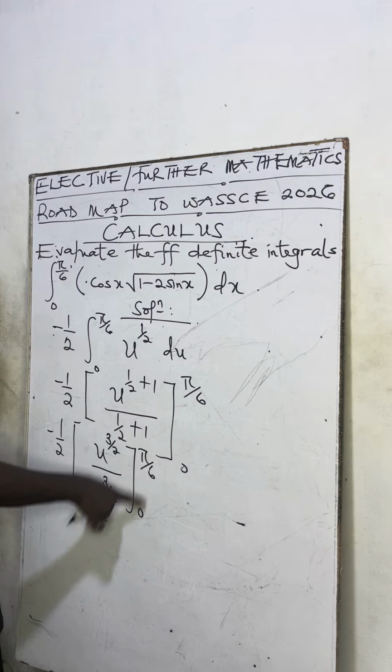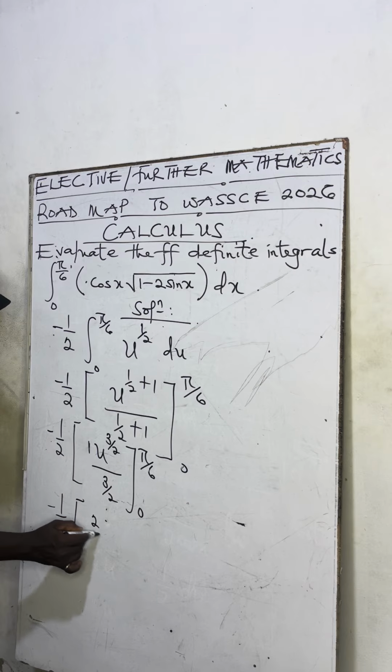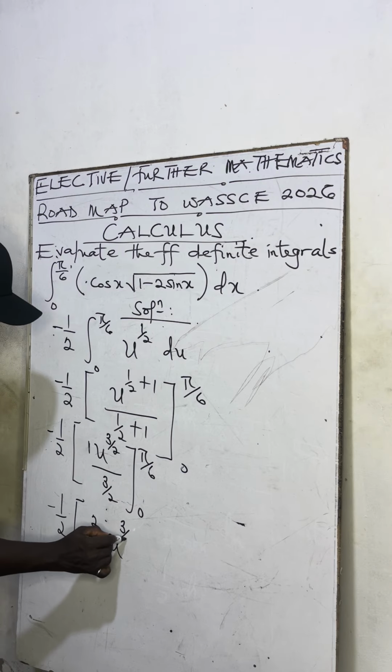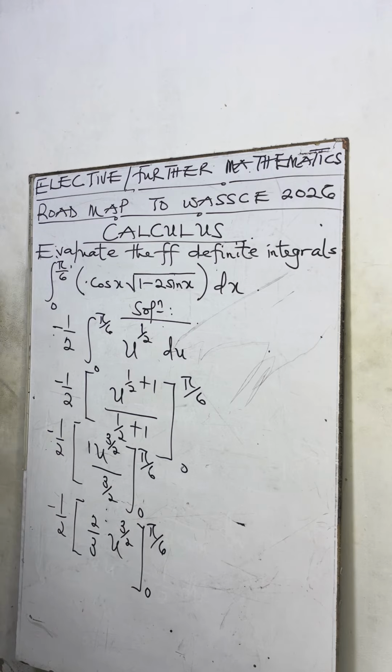Don't forget the limits are for x, not for u. So we can't just substitute. Now this one is 1, so 1 divided by 3/2. It will change. That will have the reciprocal, and that will be negative 1 over 2 times 2 out of 3. Then we have u exponent 3/2, then that will be 0 to pi by 6.